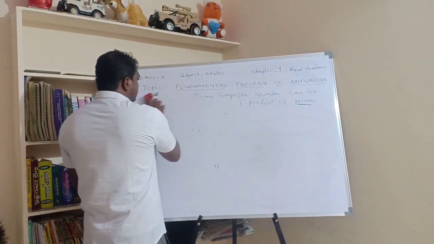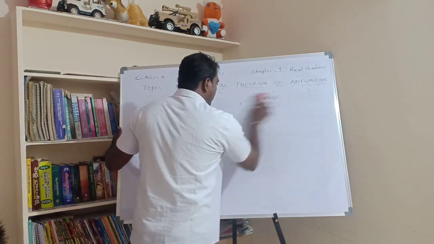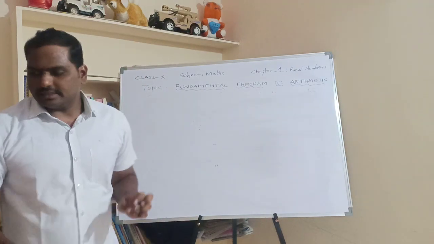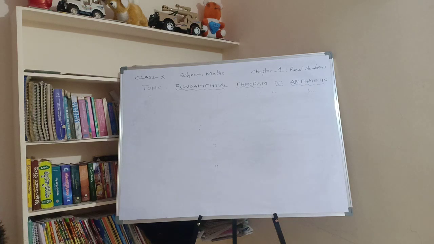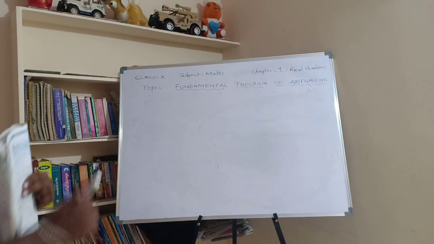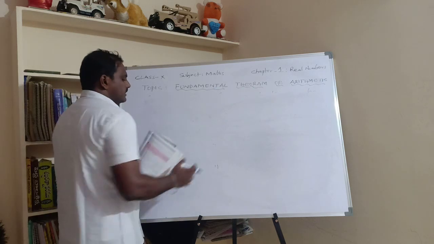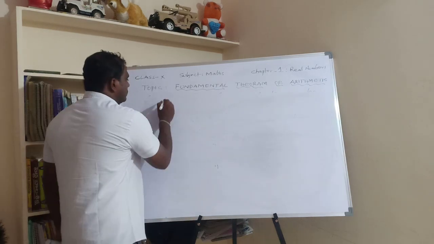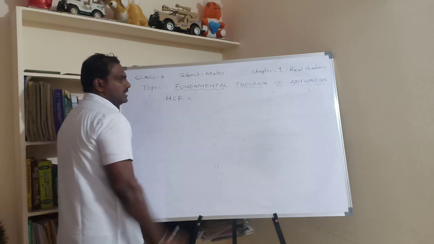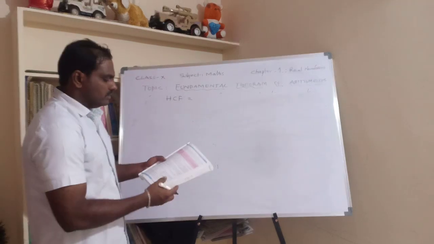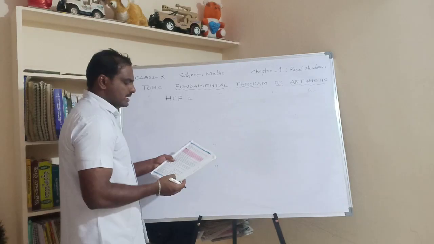Next, the next concept is finding LCM and HCF by using prime factorization. So here, one definition we have to know. What is the definition for HCF? It is highest common factor. So in the textbook it is given very clearly.